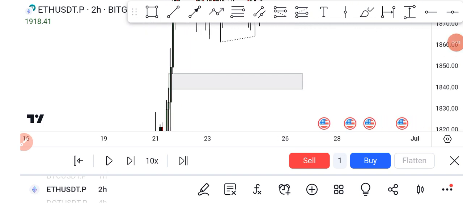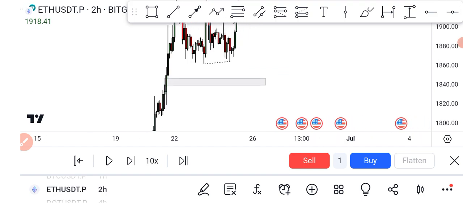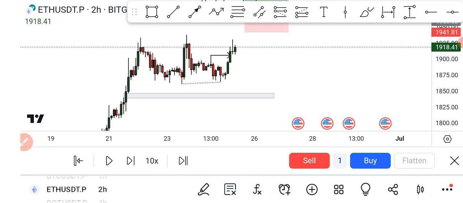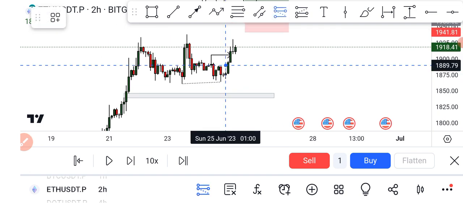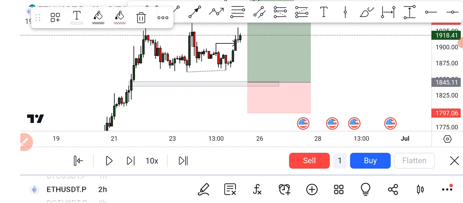So this is my point of interest, because a fair value gap can be used as a point of interest. Where you did not see an order block, a fair value gap can be used as a point of interest. Having done this, I'm just going to bring my long position tool and place it here, or probably go on my exchange and place my order, right?